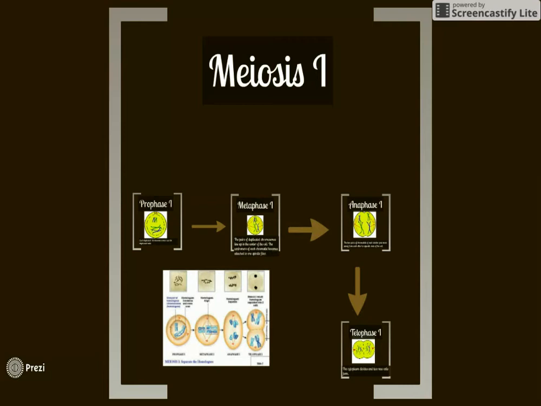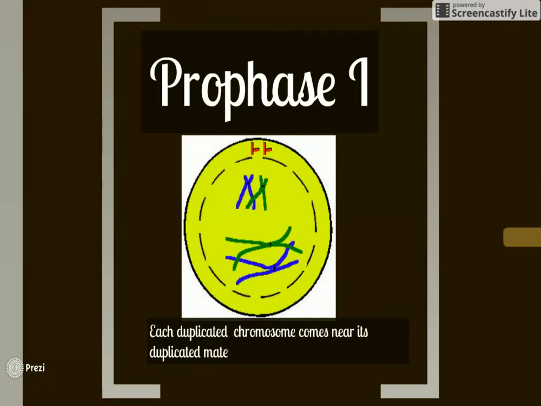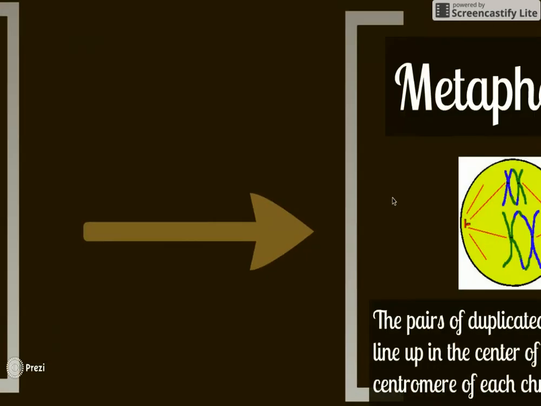So we're going to start with meiosis 1. It is very similar to mitosis, except that it has two divisions. In prophase 1, each duplicated chromosome comes near its duplicated mate. That's right here. You can also tell that the nuclear membrane is disintegrating and the centrioles are going to opposite sides of the cell, and the spindle is beginning to form.